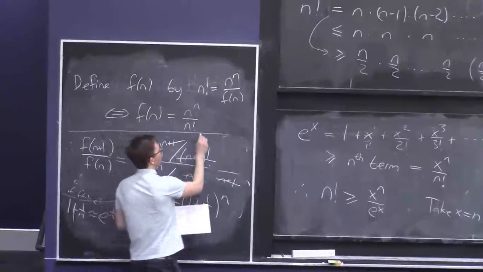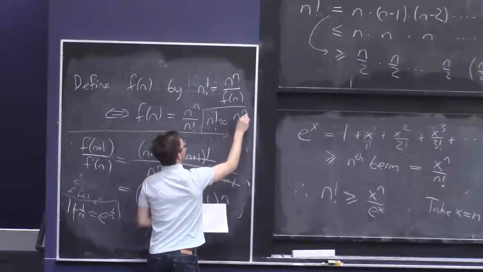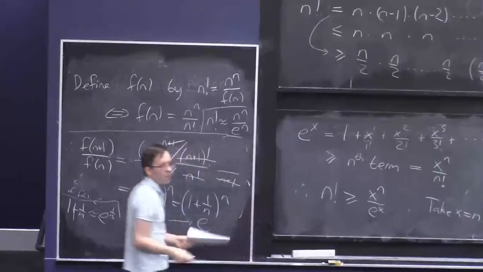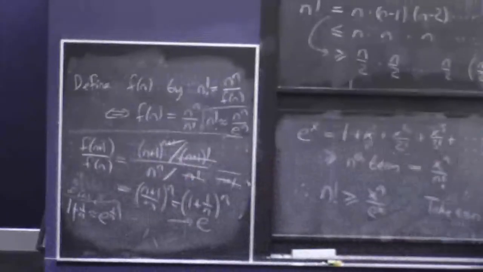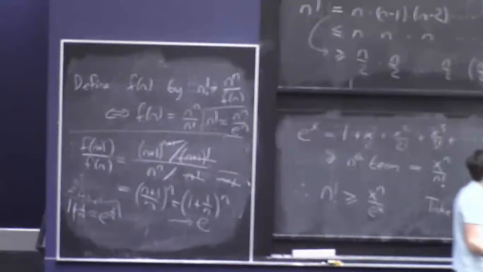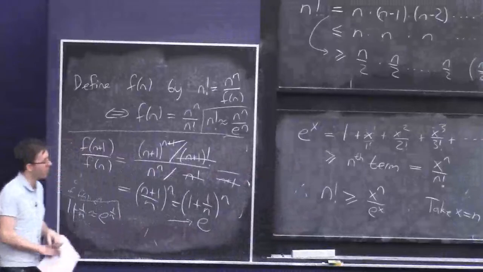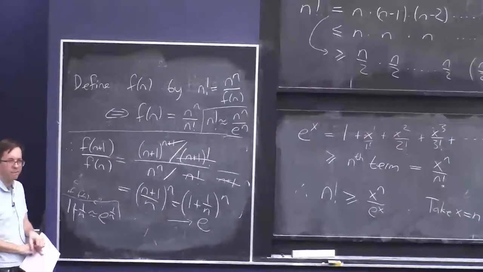Okay, so we heuristically deduce that n factorial should be something like n to the n over e to the n, which is close to our lower bound. Well, this is exactly a lower bound. And so now our next step is to go even further into this and get it even more tightly. Any questions right now?